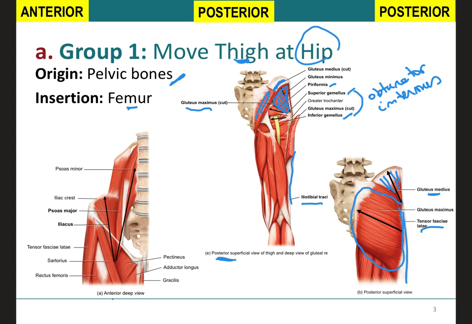When we come to an anterior view, we can see a couple of muscles: the psoas major, which we already talked about, and the iliacus. Both of them come together to form the iliopsoas group. Once they pass the inguinal ligament, they become the iliopsoas, and therefore they also serve to flex the thigh at the hip, because they pull your thigh up in this direction, decreasing the angle at the hip.